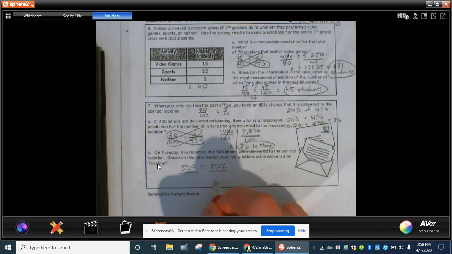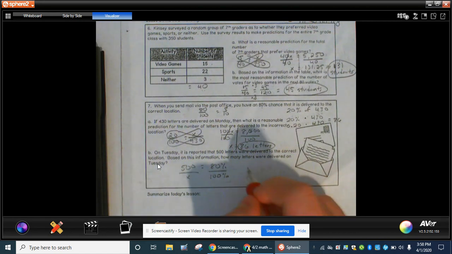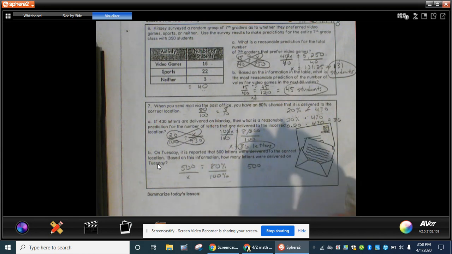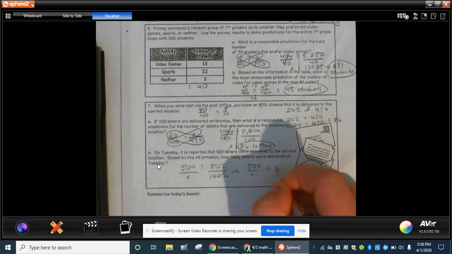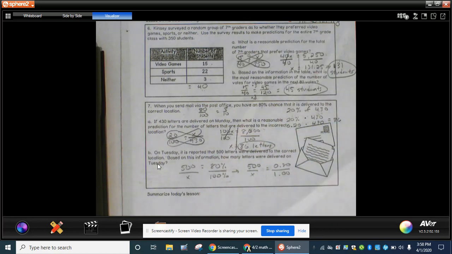80% is usually out of 100%. So I have to figure out the total amount of letters that were delivered. So I'm going to rewrite this because I don't have a percent sign on my calculator, and I don't want to take time to find it. So 500 over x is equivalent to the decimal value, 0.80 over 1.00. Okay, so these are equivalent. 80% as a decimal is 0.80. 100% as a decimal is 1.00.